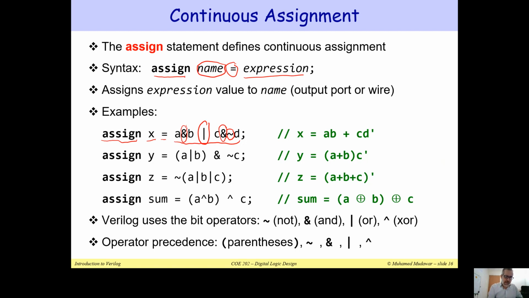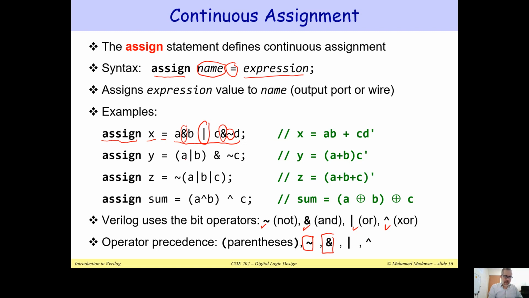Notice the operators here. This is NOT. This is AND. This is OR. This is XOR. You can also have a symbol for XOR. You can also use parentheses for grouping and to give precedence. The parentheses will have the highest precedence when you have complex expressions. You can use parentheses also.